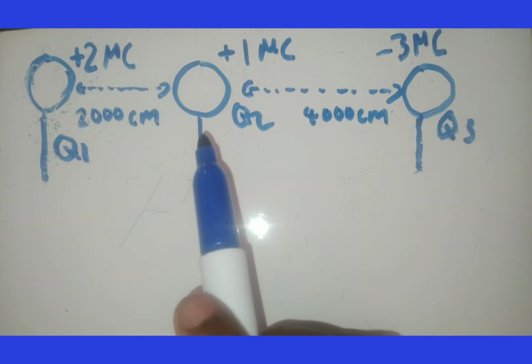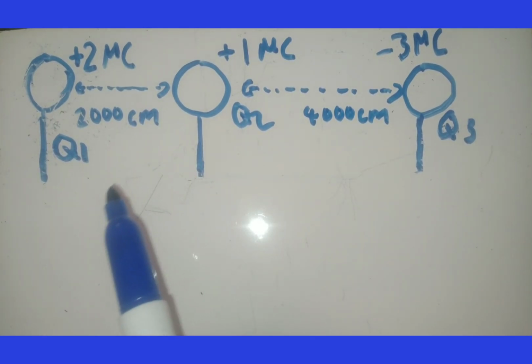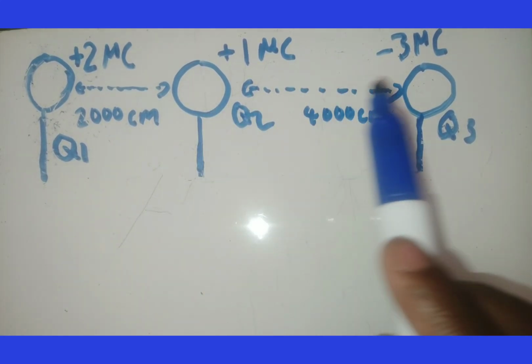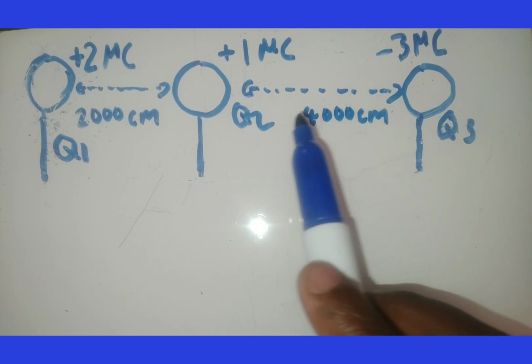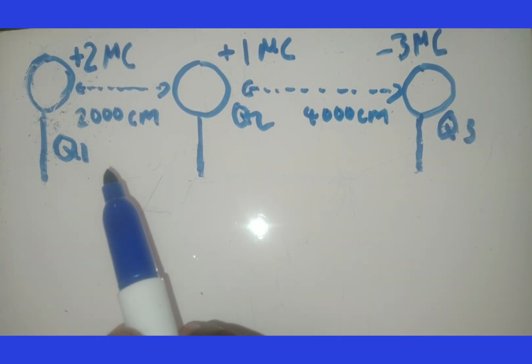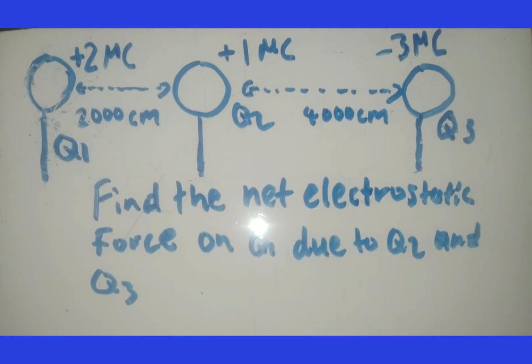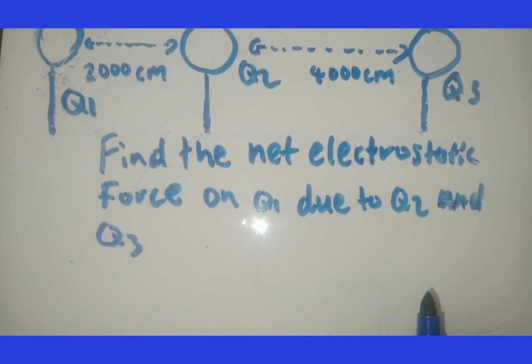So first of all, I'm going to draw the free body diagram. They say find the net electrostatic force on Q1 due to Q2 and Q3, or they can say find the net electrostatic force on Q1 caused by the others, or due to the others. So I wrote down the question: find the net electrostatic force on Q1 due to Q2 and Q3. So what are the others doing to Q1? Let's draw a free body diagram for Q1.